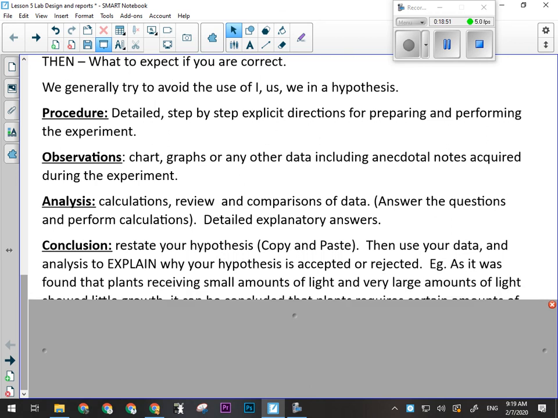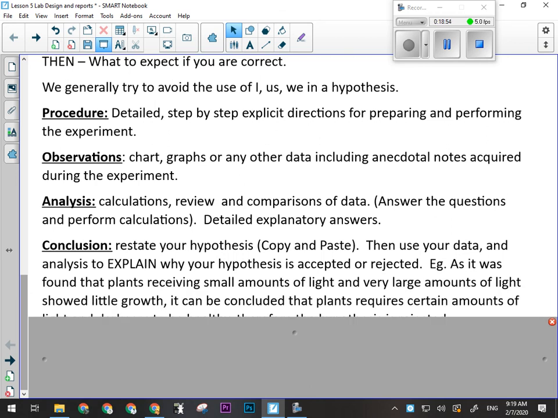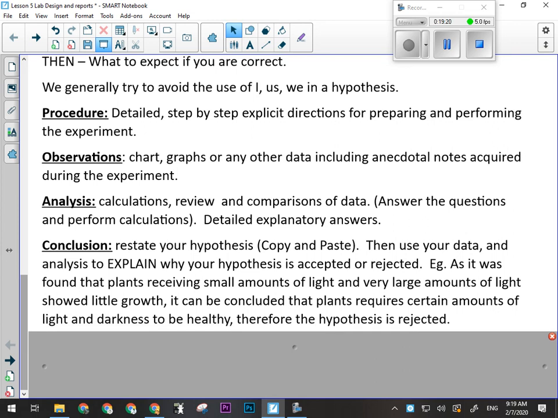And then we have our conclusion. So restate your hypothesis. Just copy and paste it. You're doing this in Google Sheets or in Google Docs anyway, so just copy and paste it. Then, using your data and your analysis, explain why your hypothesis is accepted or rejected. So for our plants with the light experiment, we can say, as it was found that plants receiving small amounts of light and very large amounts of light showed little growth, it can be concluded that plants require certain amounts of light and darkness to be healthy. Therefore, the hypothesis is rejected. Because my hypothesis says more is better. So the plant that got the most should have shown the most growth, and that didn't happen.